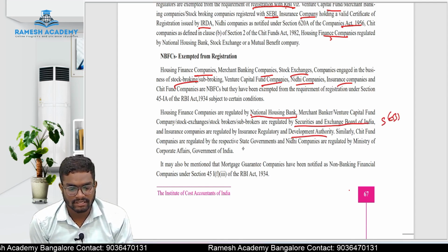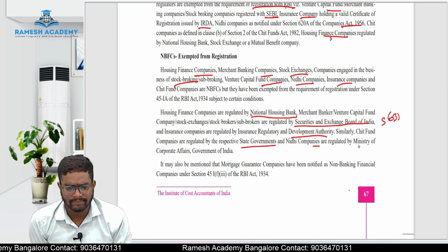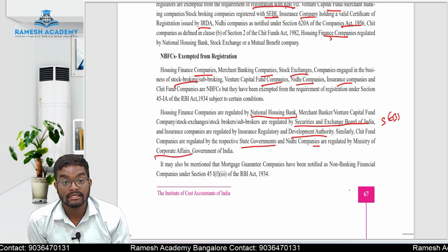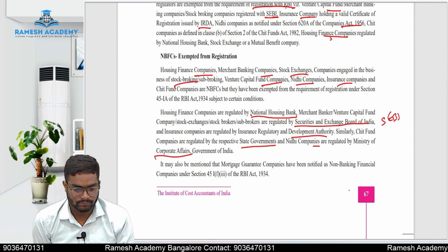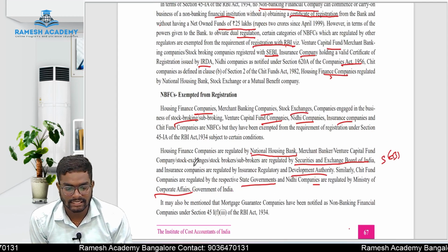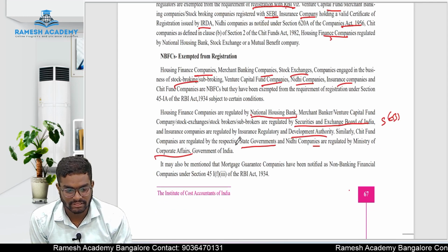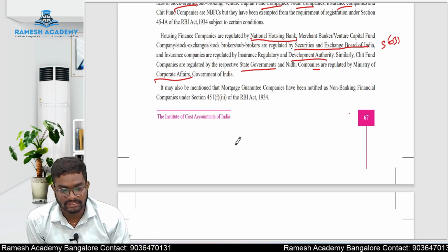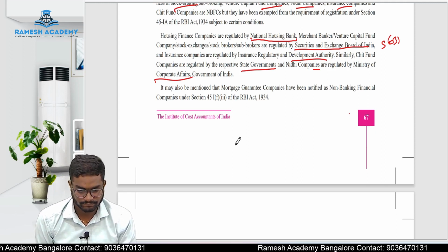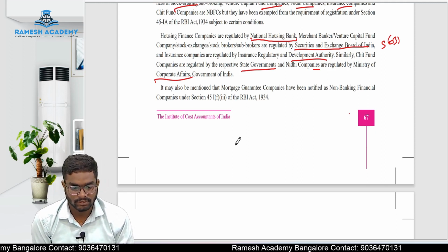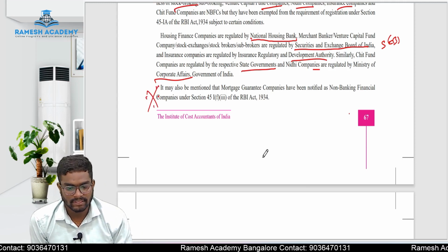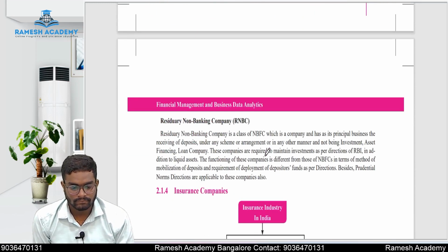Similarly, chit funds are regulated by respective state governments, and Nidhi companies are regulated by the Ministry of Corporate Affairs under the Companies Act 2013. Now, it may be mentioned that the mortgage guarantee companies have been notified as NBFC under the 45-IF(3) subclass, class F subclass 3. So this can be asked in choose the correct answer or fill in the blanks. Please be careful.